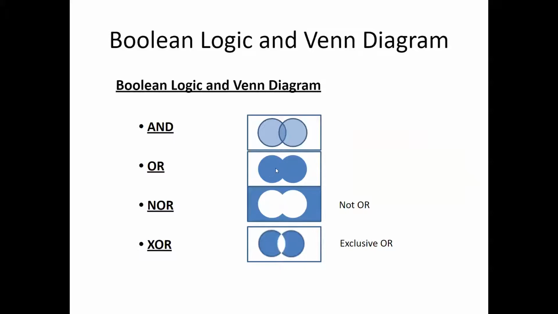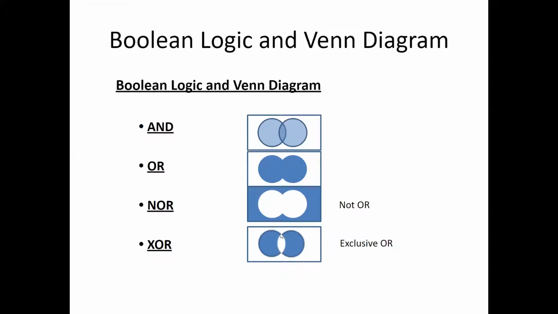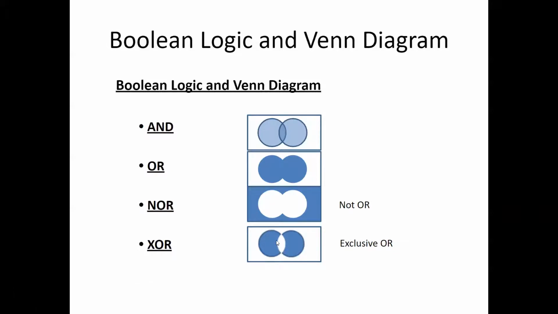NOR is the literal opposite. And so everything outside of these two circles is NOR. And XOR, or exclusively OR, means OR but not AND. So both these circles without this shared region.